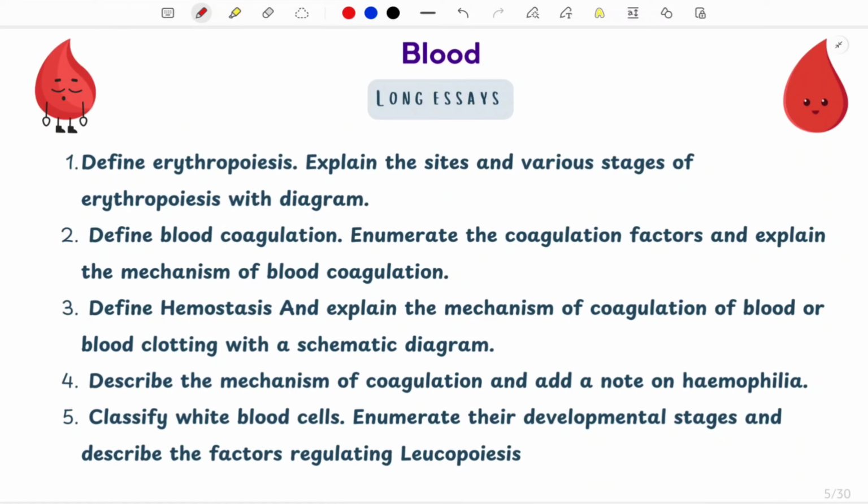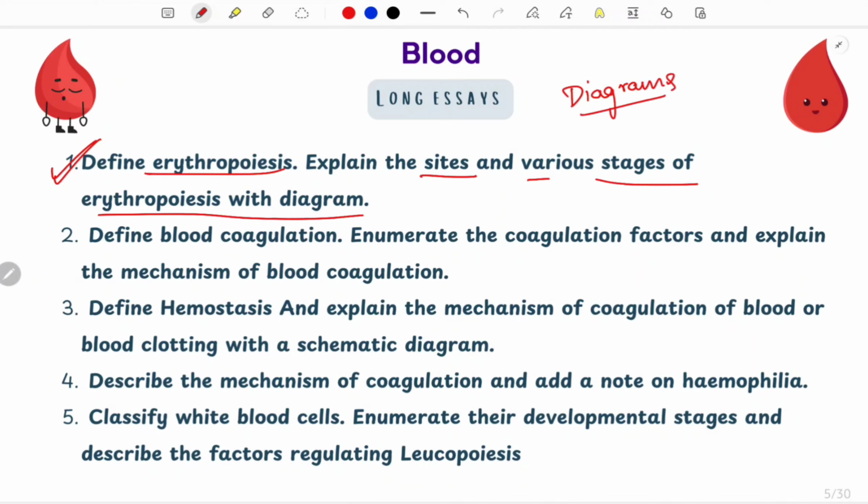Moving to the blood chapter. In this, there are certain long essays which are really important, and these questions can be expected in most of the question papers. And this question is going to be really important because here we are going to write about erythropoiesis, and they can ask about the sites and various stages of erythropoiesis with diagram. So the major factor that is going to help you gain more marks here is to draw diagrams. Okay, concentrate more on diagrams while practicing.